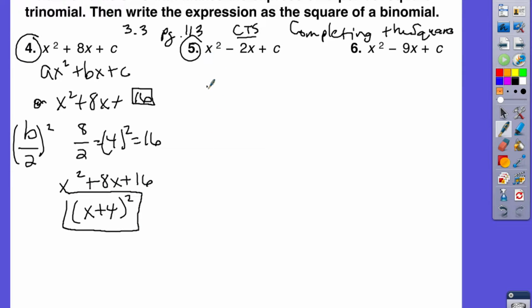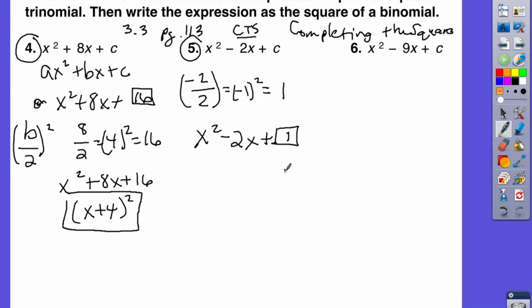Let's try monitoring progress 5. So I'm going to take b, negative 2. I'm going to divide that by 2, which turns out to be negative 1. I'm going to take that negative 1 and square it, and that becomes positive 1. So it's x squared minus 2x plus the magic number, which is 1.